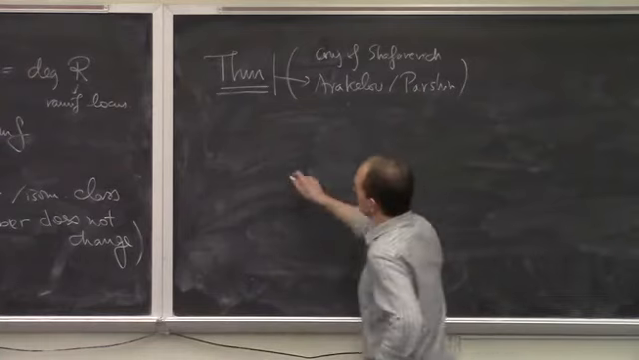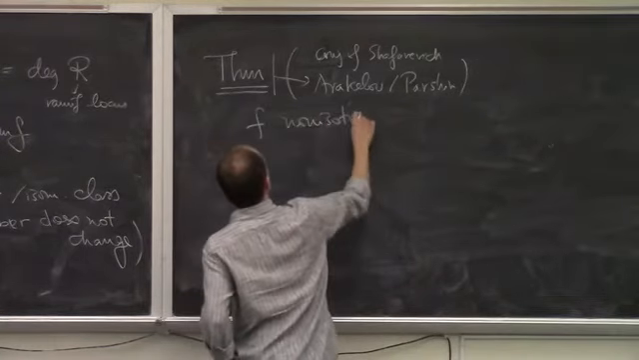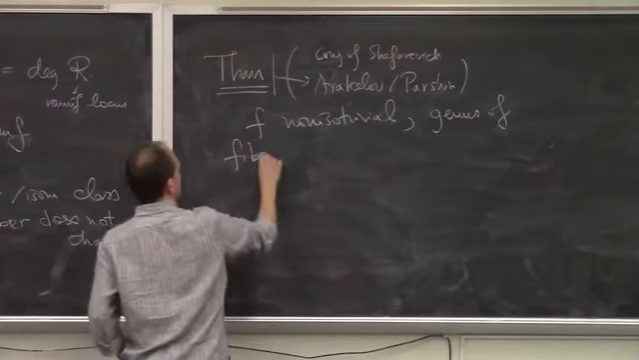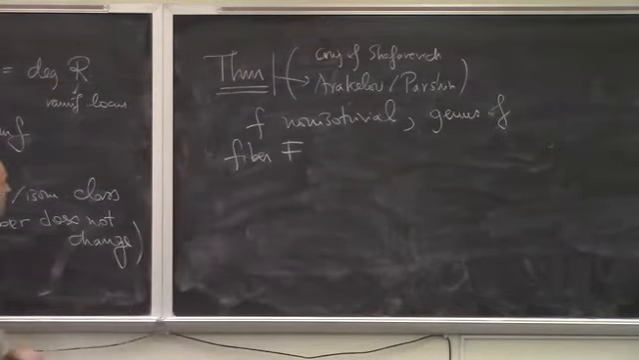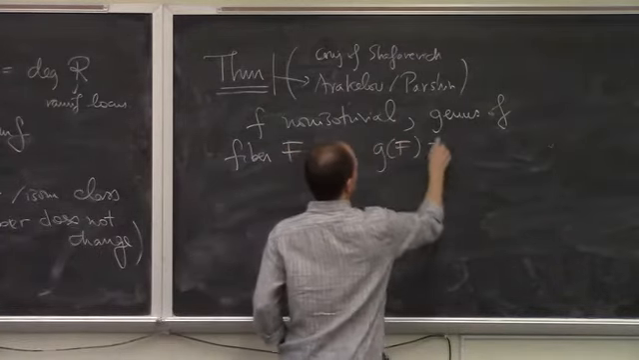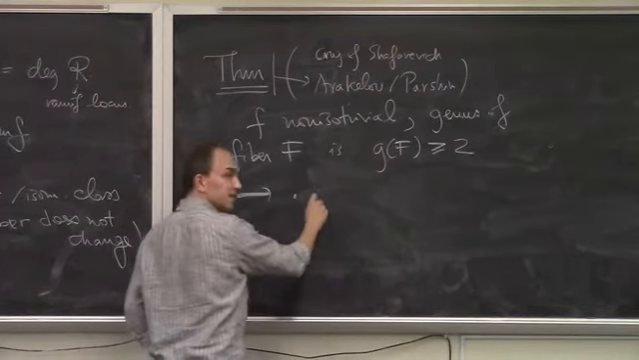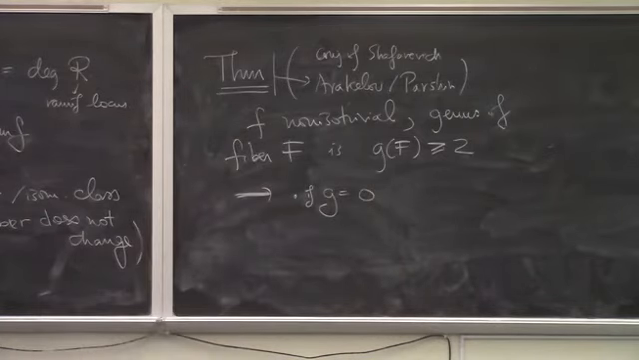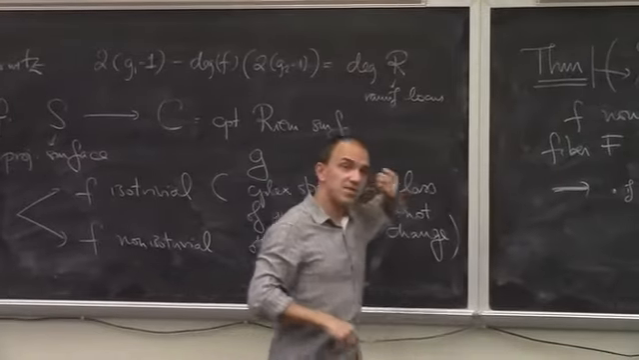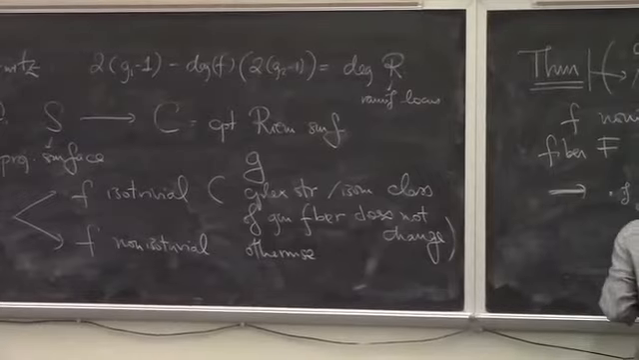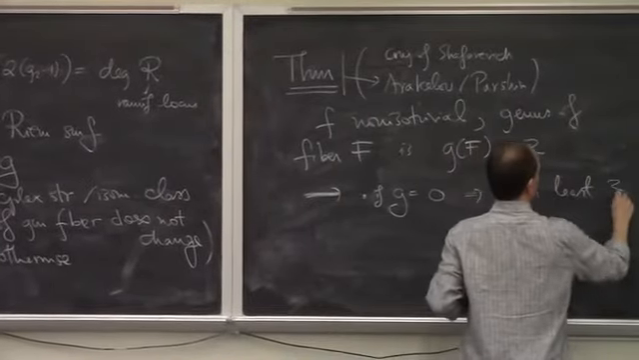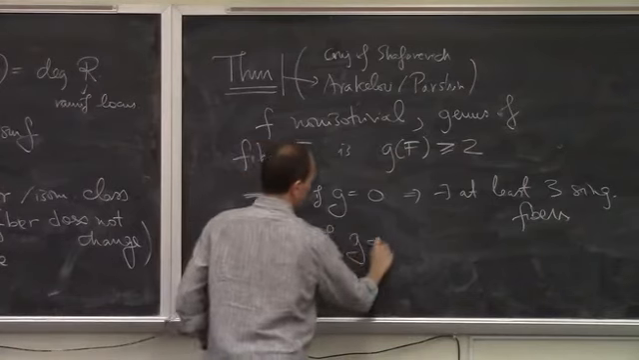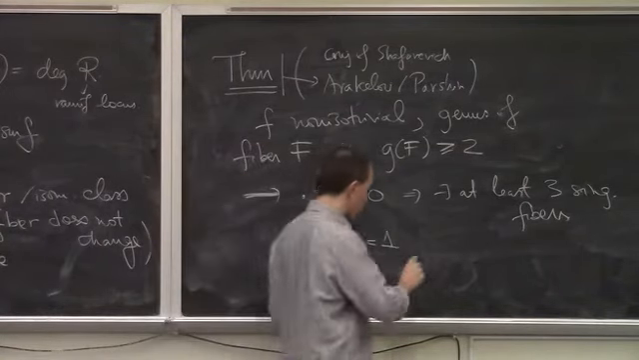This says that if f is non-isotrivial, and the genus of the fibers, the typical or general fiber F, is at least 2, then if the base has genus 0, just as before, the family must have at least 3 singular fibers. So then there exist at least 3 singular fibers. And if the genus is equal to 1, then there exists at least 1 singular fiber.